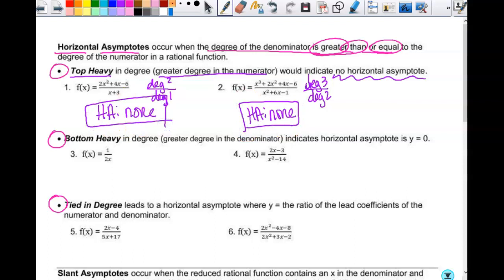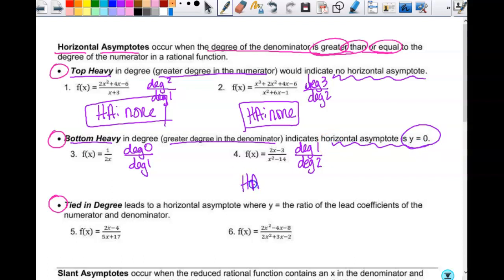We're getting there. Hang on. If it's bottom heavy, here I have degree 0 in the numerator over degree 1 in the denominator, and here I have degree 1 over degree 2. Do you see how it's bottom heavy? The degree of the function is higher in the denominator. So if it's bottom heavy, greater degree in the denominator indicates the horizontal asymptote is y equals 0. There's no work there either. If it's like that, your horizontal asymptote is y equals 0.